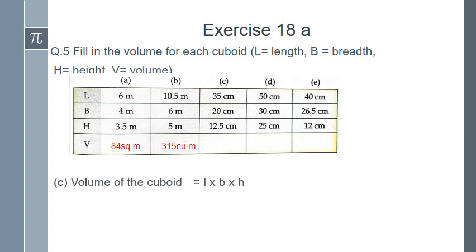Volume of the cuboid is equal to length multiplied by breadth multiplied by height, which in turn is equal to 35 centimeter multiplied by 20 centimeter multiplied by 12.5 centimeter, which is equal to 8750 cubic centimeter. So this is the volume of the cuboid.